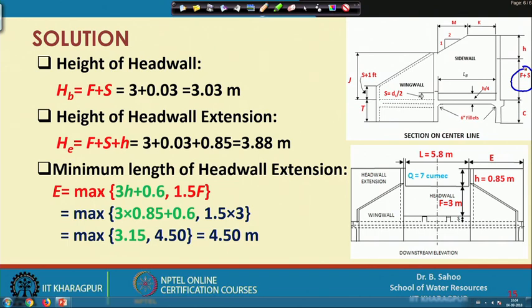That is equal to 3.88 meter, and the minimum length of head wall extension is given by E. I have to select the maximum between 3 H plus 0.6 and 1.5 F. By putting the values of H as 0.85 and F as 3 meter, I get 3.15 and 4.5. So I have to select between 3.15 and 4.5. My maximum value is 4.5 meter, so the value of E equals 4.5 meter.